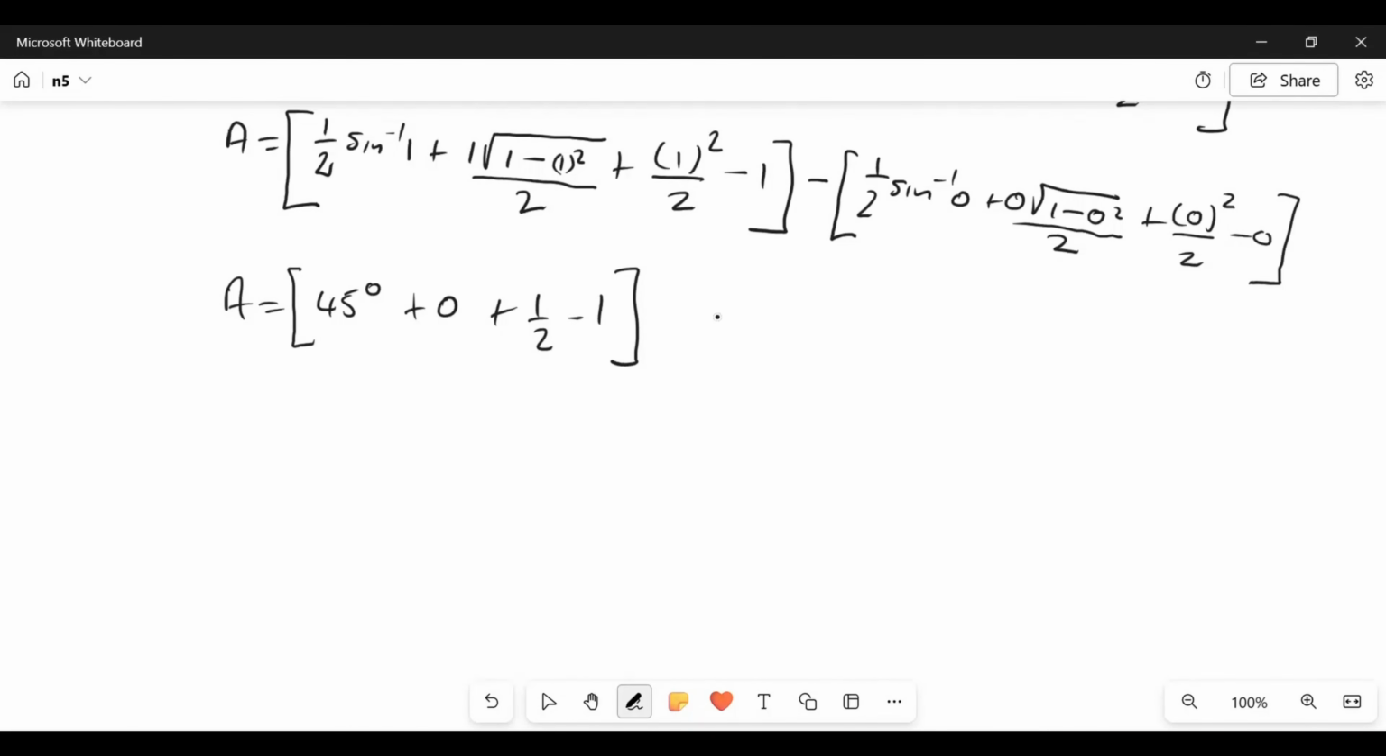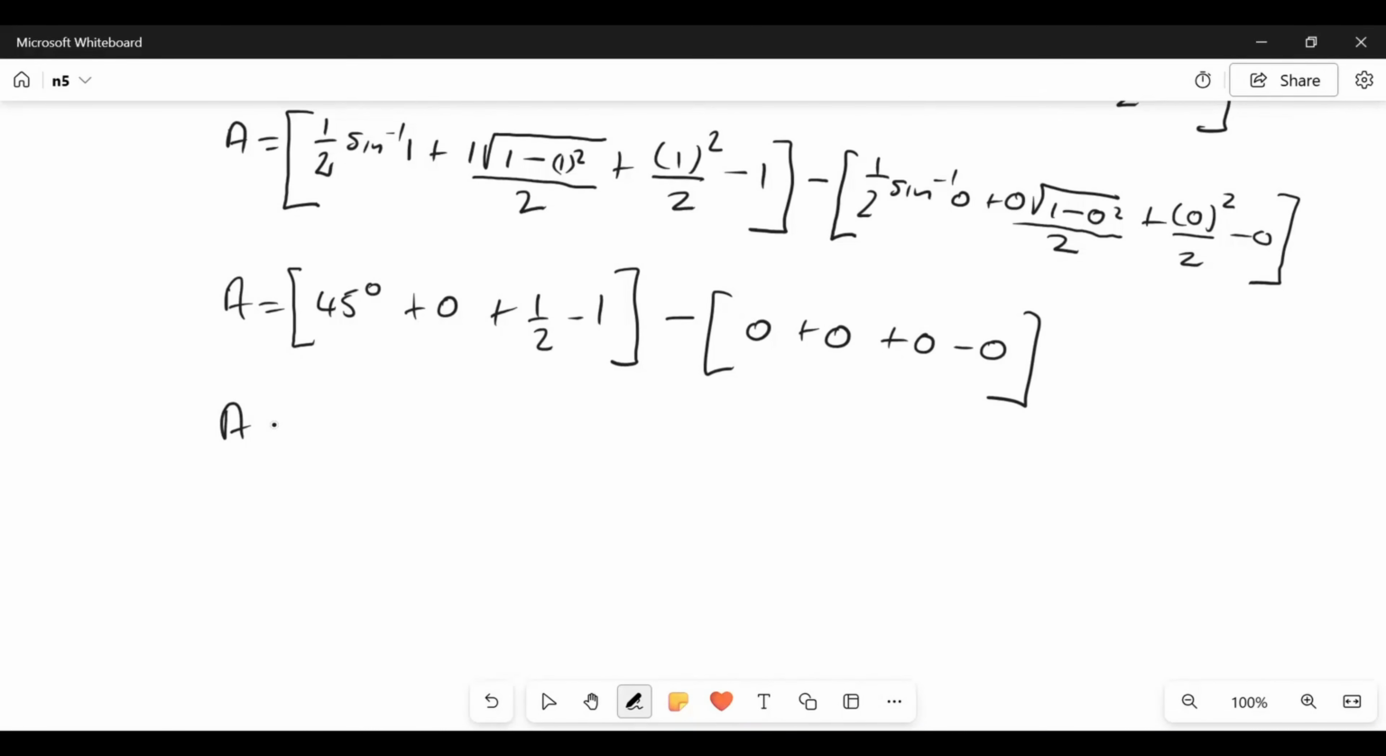There we go. And then, on this one here, 1 over 2 arc sine 0, it's actually 0. And then the second term, we have 0 multiplied by root of 1 minus 0 divided by 2. That is 0 because it multiplies by 0. On the fourth term here, we have 0 squared divided by 2. That is going to be 0 minus 0. So basically, the last bracket, it's actually 0.